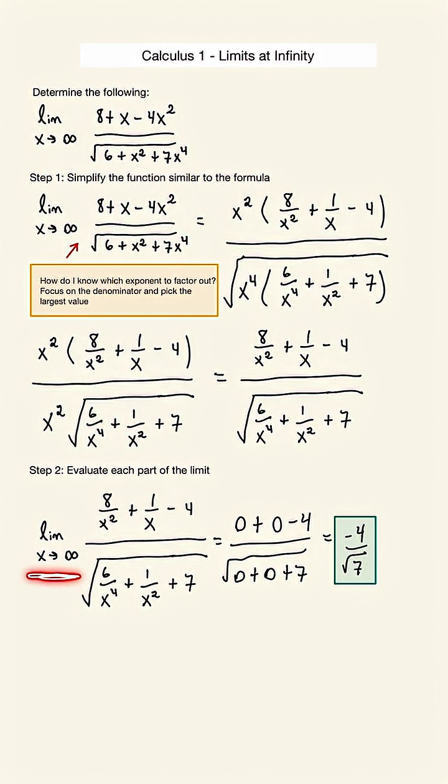So we'll go ahead and evaluate the limit as x approaches infinity. Like before, the first and second terms can be simplified as 0, and then we'll keep our -4. Then we can evaluate the limit within the square root, same as what we've always done. This first term as well as the second term will go to 0, and the third term will just be 7. So we'll have the square root of 7 for our denominator. And for our solution, it'll be -4 over the square root of 7.